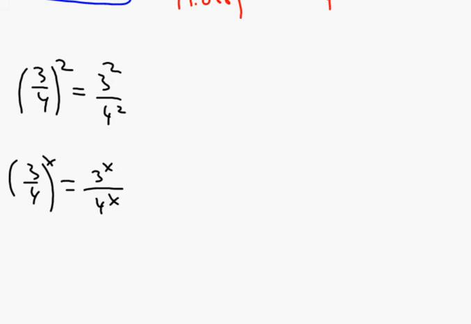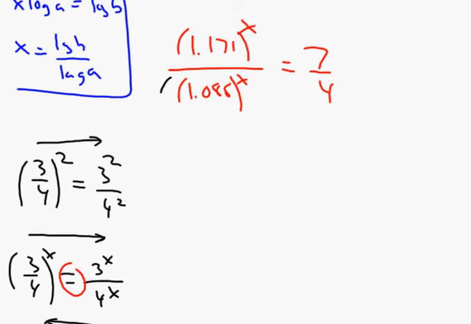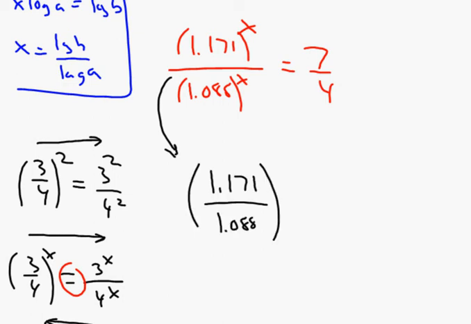And you'd be fine. Well, most of your mathematical lives, you've been going that direction. But you're allowed to go backwards. That's what an equal sign means. Okay? Sometimes called a symmetric relation. It means you can go either direction with that relationship. So, here you go. I'm going to use that idea here and rewrite the left side of the equation. 1.171 over 1.088 all to the x power equals 7/4. And there you go. Now this thing is of the form we wanted it to be in.